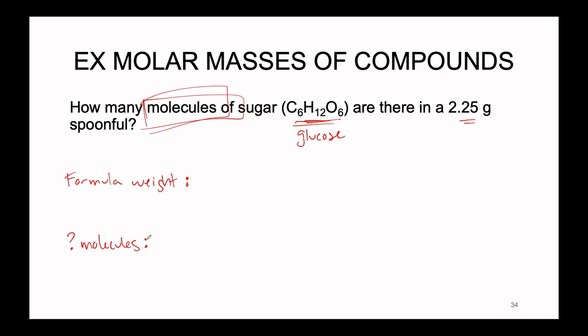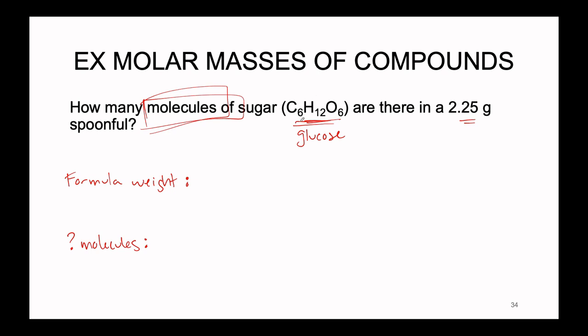All right, welcome back. Let us figure out what the formula weight of sugar is and how many molecules there are in a single spoonful of sugar. All right, so our formula weight. We can use our chemical formula, C6H12O6, to figure out what the formula weight of the entirety of glucose is.